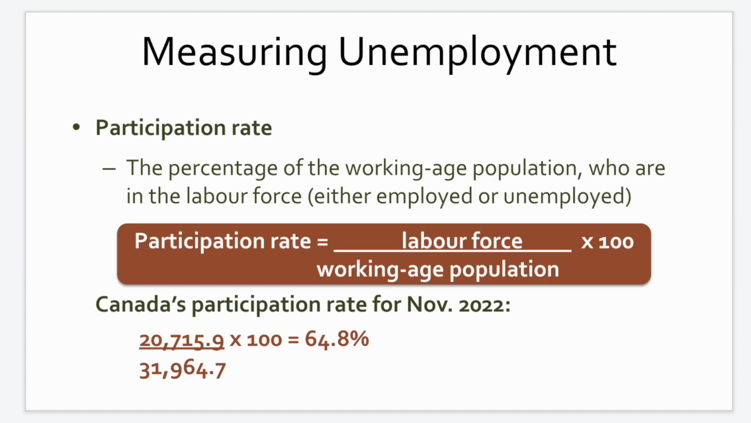So in terms of measuring unemployment, what do we need to do in order to measure unemployment? Well, first of all, we need to think about what exactly is something called the participation rate. And the participation rate is really the percentage of working age population who are in the labor force, either employed or unemployed. So it's the total number of people in work or looking for work. So it's the labor force divided by the working age population times 100 will give you Canada's participation rate. And in November 2022, Canada's participation rate was 64.8%.